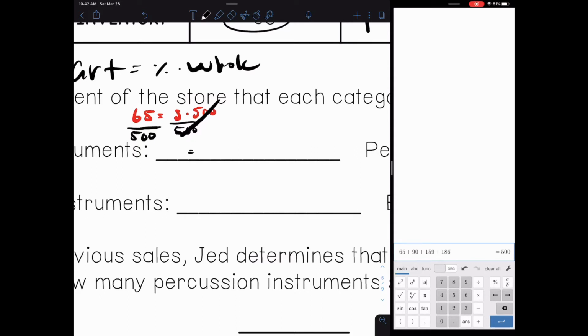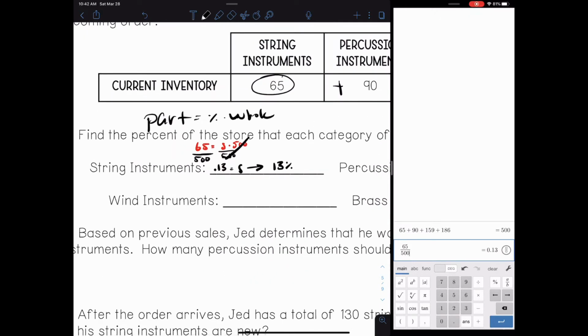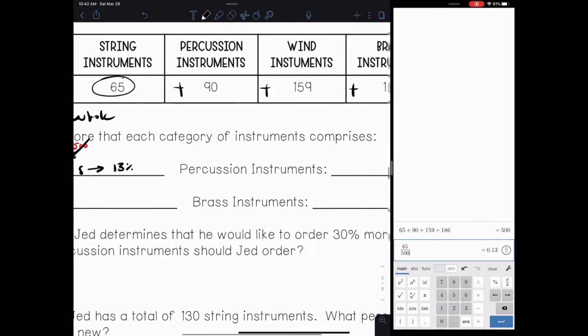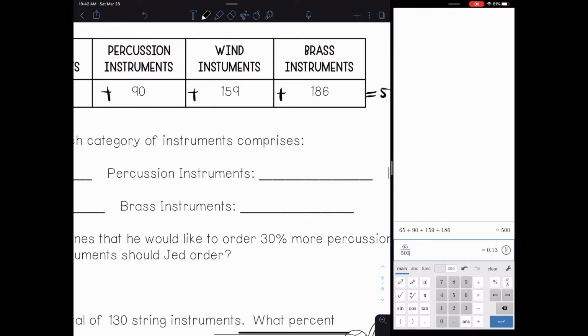On the left side, you got 65 divided by 500. You get 0.13. But that must be written as a percentage because we're looking for the percentage, and that is going to be 13%. So that's the first one, string instruments.